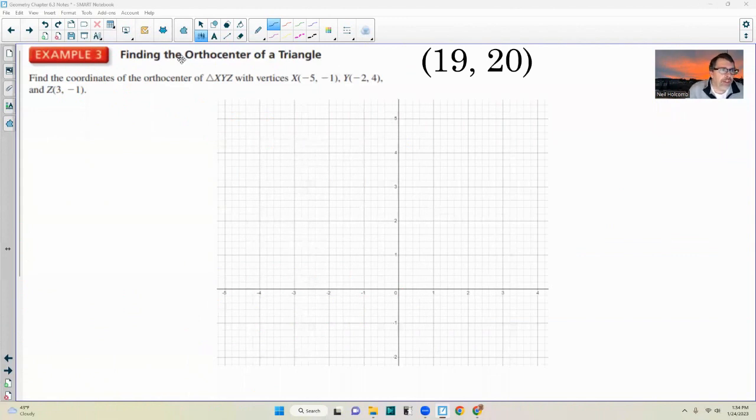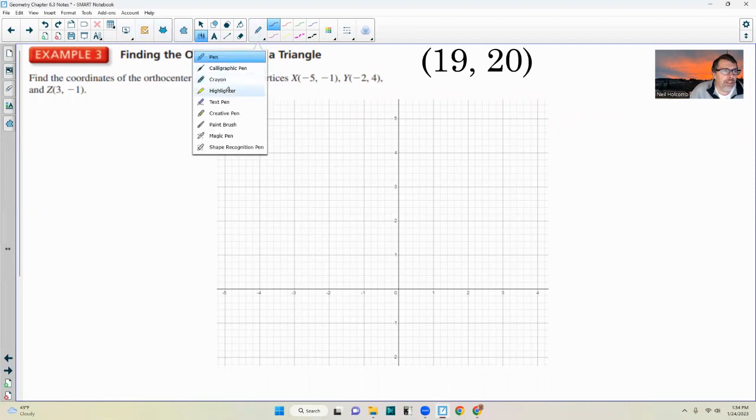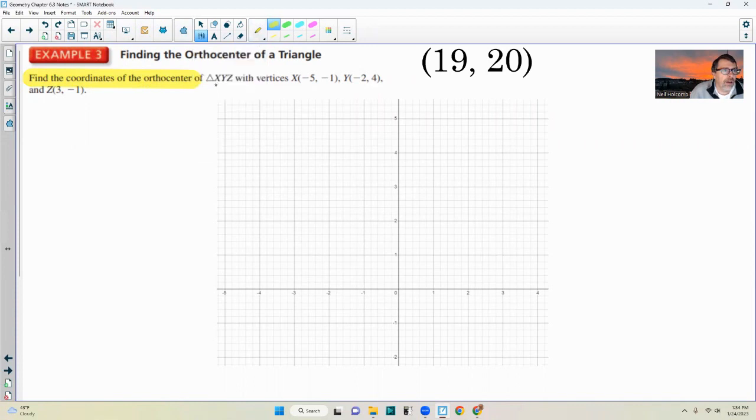Okay, so here's example 3, finding the orthocenter of a triangle. It says, find the coordinates of the orthocenter of a triangle XYZ with vertices X. So I'm going to start right there, plotting these points. X is -5, -1, which is right down here. Here is X. Y is -2, comma, +4. Y. And Z is over 3, down 1.